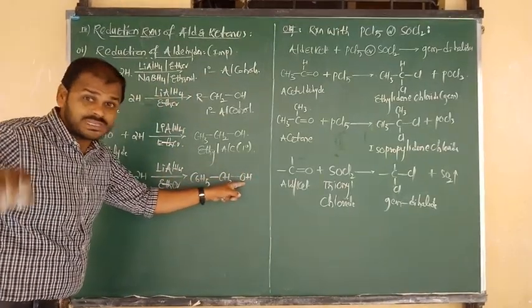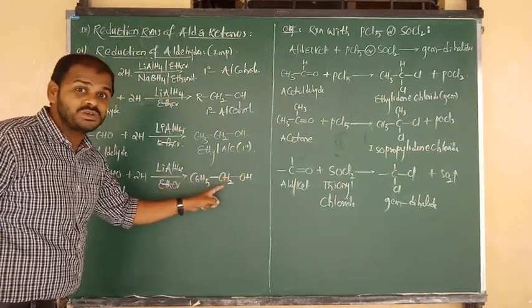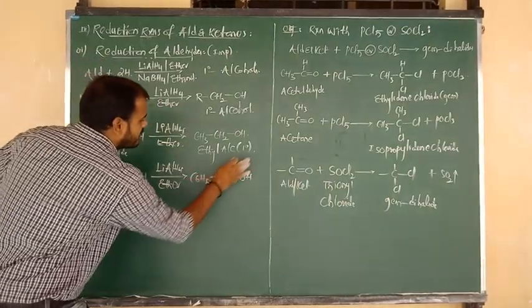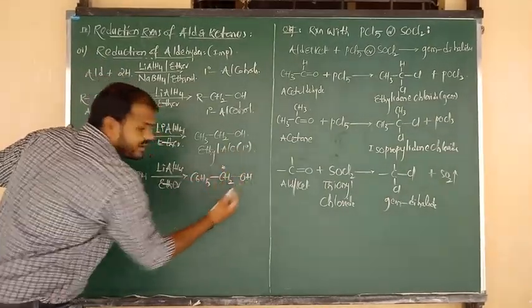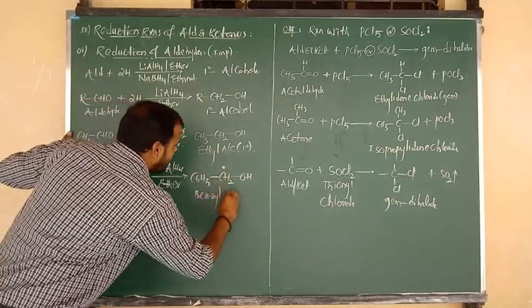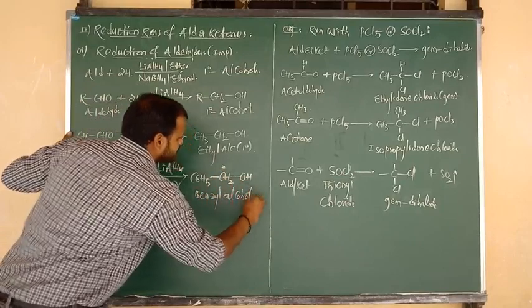If benzene were connected to OH, it would be phenol, but here what is in between? CH2 is there. So this is called a benzyl carbon. Benzyl carbon connected to OH. So the name of this product is benzyl alcohol.